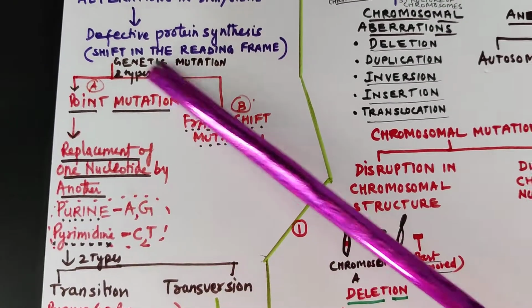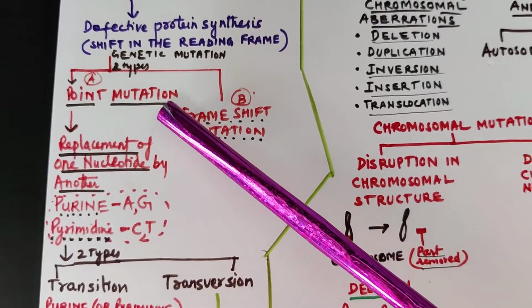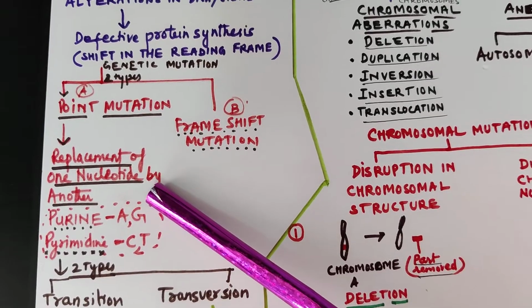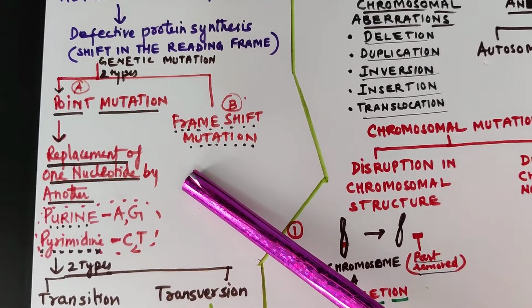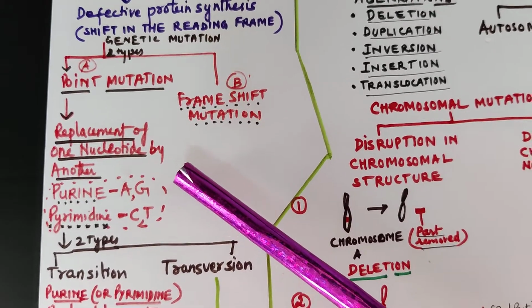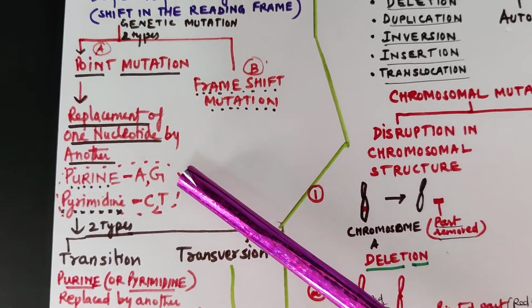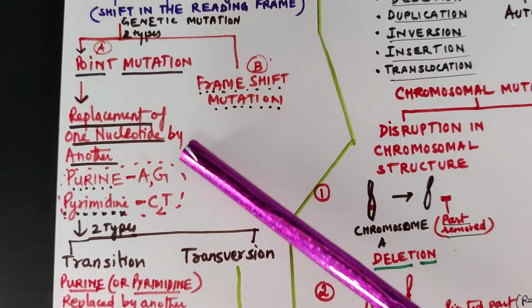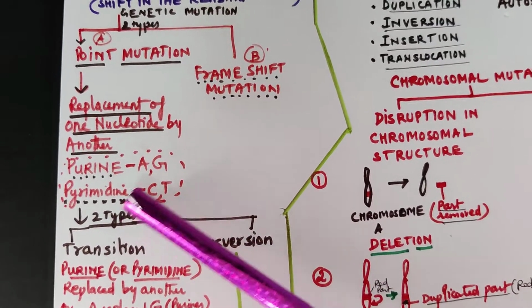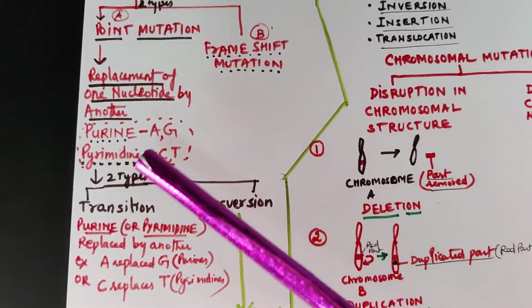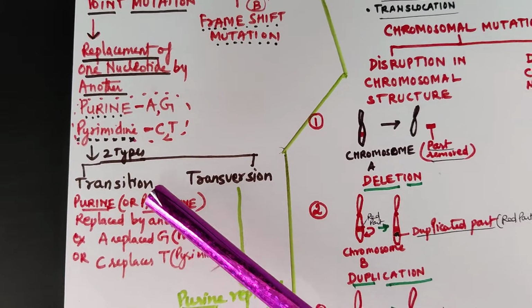Point mutation takes place at a point or certain part of the base nucleotide. Replacement of one nucleotide by another is called point mutation, and it is of 2 types: transition and transversion. Now we know the purines are of 2 types, adenine and guanine. Pyrimidines are of 2 types, cytosine and thymine.